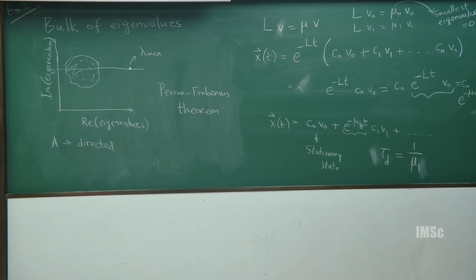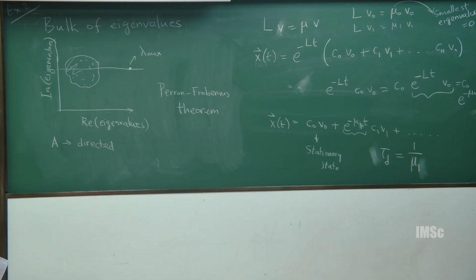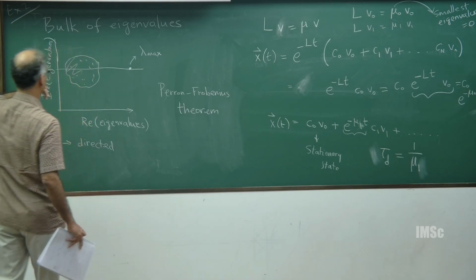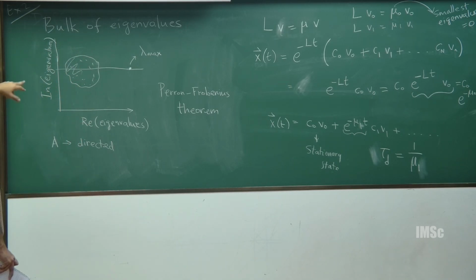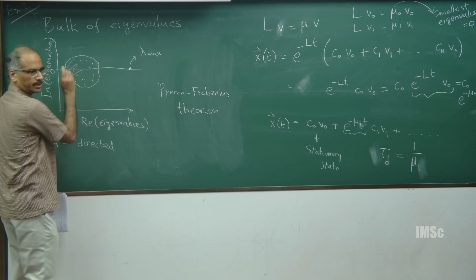It should have been along this one, right? No, the imaginary value is 0. Yeah, that is okay. It's a real number, so the imaginary value is 0. All the rest of the eigenvalues are going to be here.